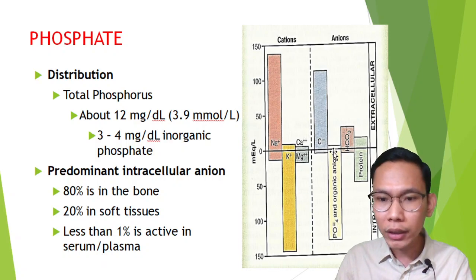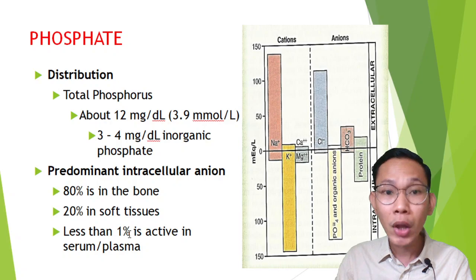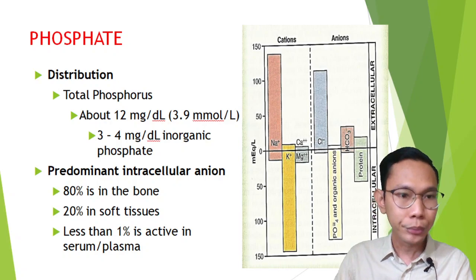So tingnan natin dito. This is your phosphate and your organic anions. Kita natin dito sa diagram that your phosphate is a predominant intracellular ion. Kita mo, intracellular ion. And a small portion lamang is only extracellular, approximately 1%.